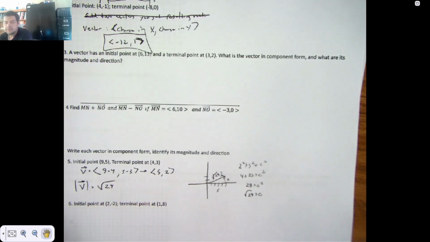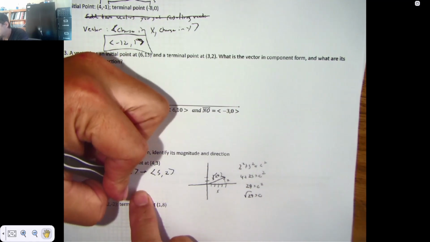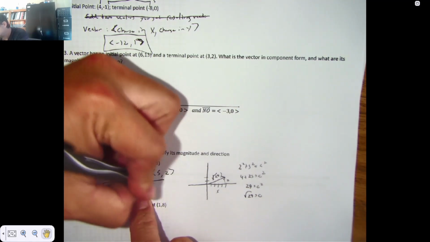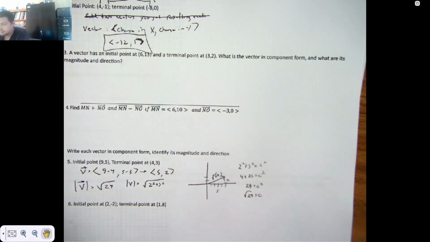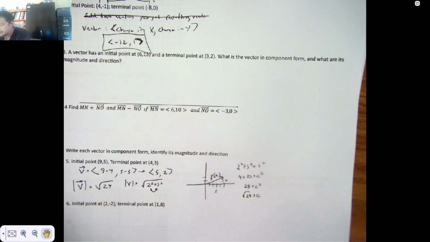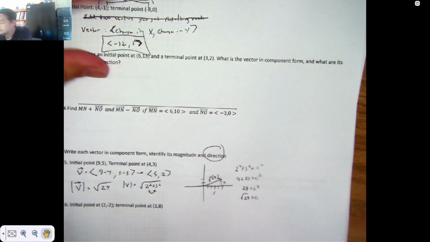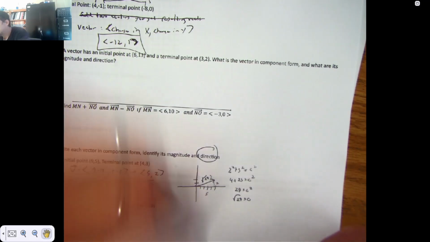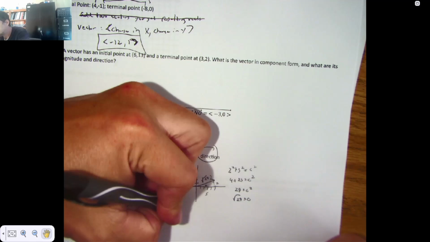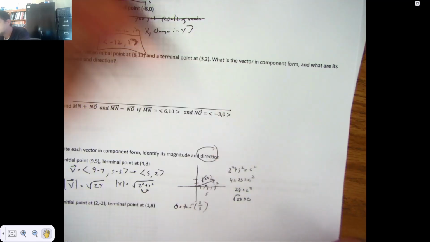Now, what else you can do is use a little theorem that says the magnitude of a vector is the square root of x squared plus y squared. I did that backwards, sorry, but it doesn't matter. You get the same thing. Now, they do want direction. So now that I have my little triangle here, we'll just call this angle theta. Theta would be the arctangent of 2 over 5.